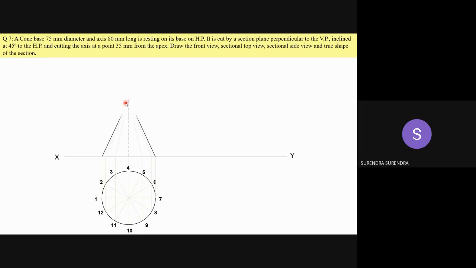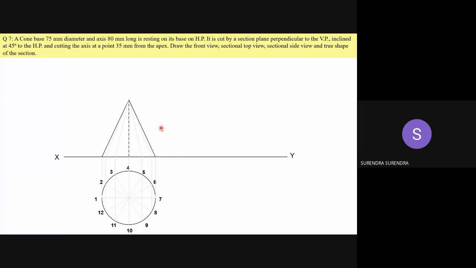Now, draw the outermost generator with HB and the remaining generators with 2H. Here we require the internal generators. Why? Because the section plane is cutting the cone. So we have to mark all these points, identify all these points.